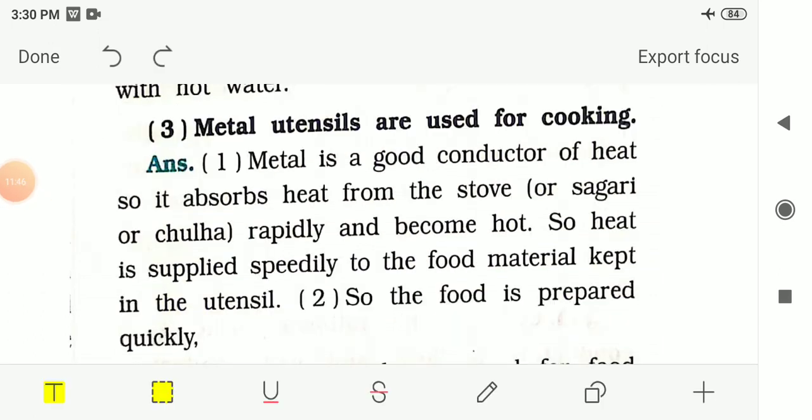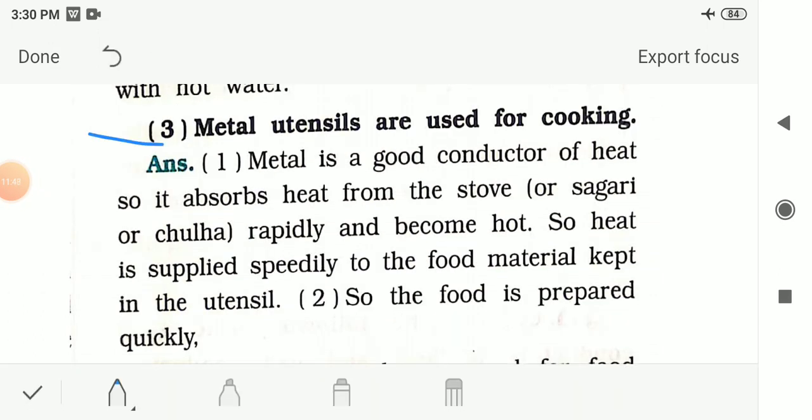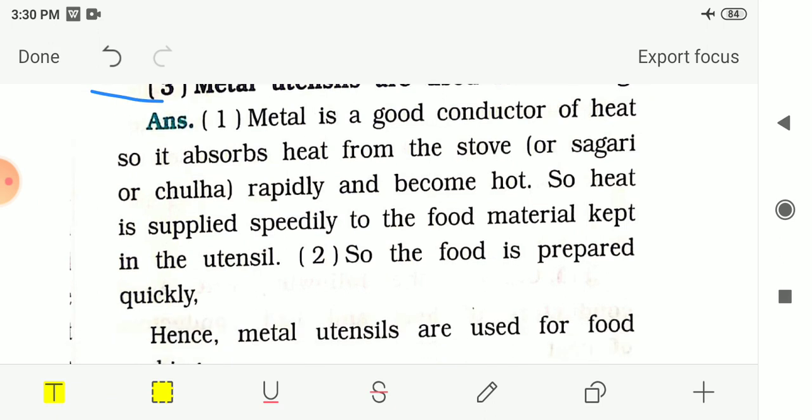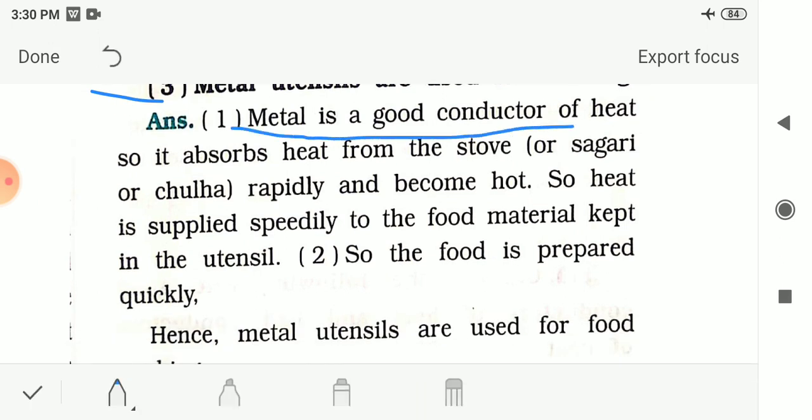Next, metal utensils are used for cooking. Why are we using metal utensils for cooking? Metal, as we had seen, is a good conductor of heat. So it absorbs heat from the stove, or the sagri or chula, whatever you are using to cook food. Metal absorbs the heat rapidly and becomes hot, and so heat is supplied speedily to the food material kept in the utensil.